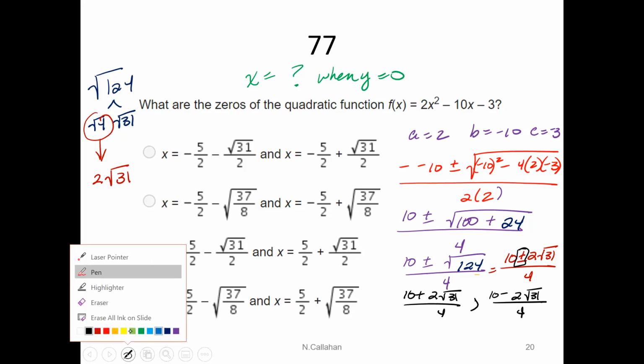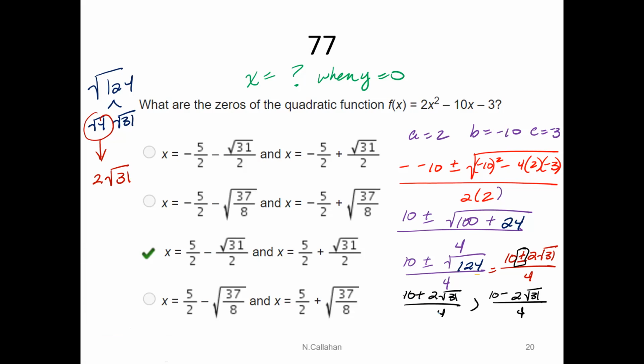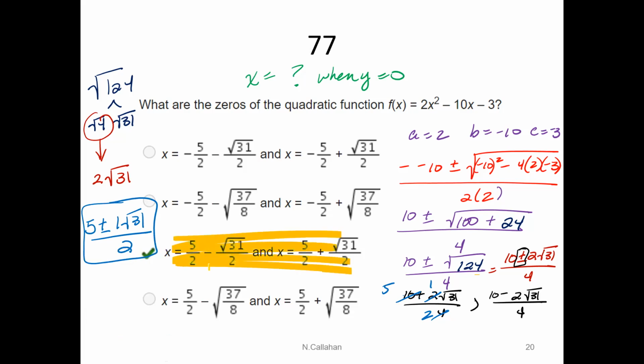And then how do you get to the actual answer? Well, what's 10 divided by 4? 10 over 4 can be reduced to 5 over 2. Well, what's 2 over 4? That gives me a 1. So which answer here says 5 plus or minus 1 square root 31 over 2? A, B, C, or D? I think C is the only one that shows that.